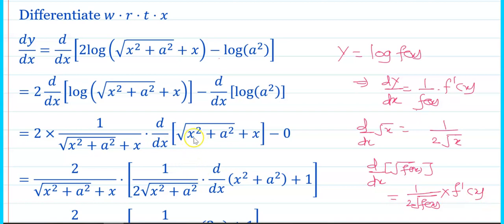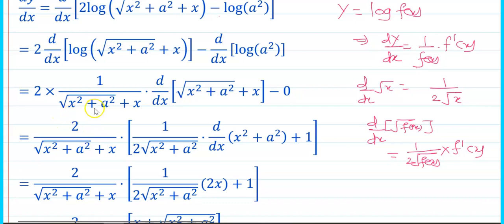Okay, in a similar way, the derivative of log of root of x square plus a square plus x is 1 upon f of x, means what? 1 upon root of x square plus a square plus x into d/dx of root of x square plus a square plus x. Again, the derivative of root x is 1 upon 2 times root of x square plus a square into d/dx of this f of x, which is x square plus a square. The derivative of x is 1. The derivative of x square is 2x. The derivative of a square is 0. Okay, and therefore this is 2x and this is 1 as it is.